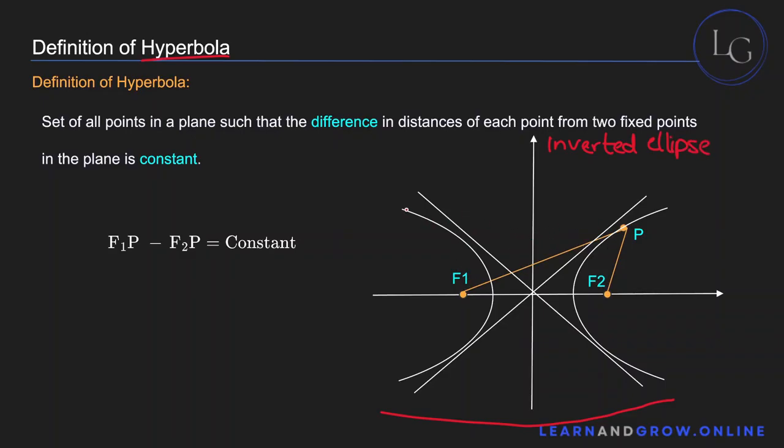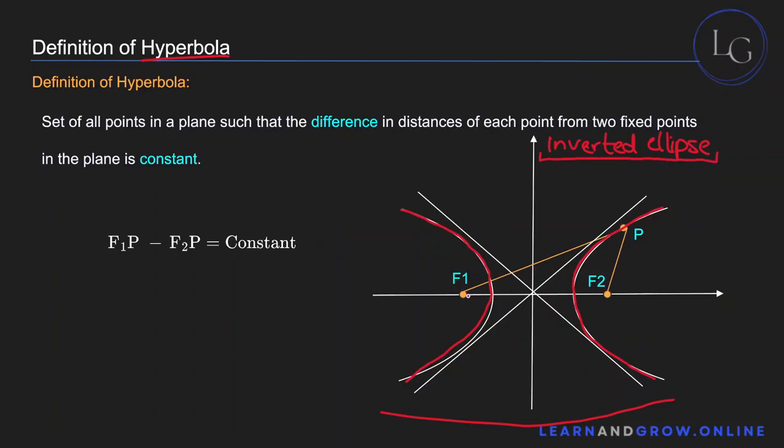It's comprised of two parabolas. One is this one, and the other is this one. The only difference is that both of these parabolas are inverted. So hence I give it the name an inverted ellipse.